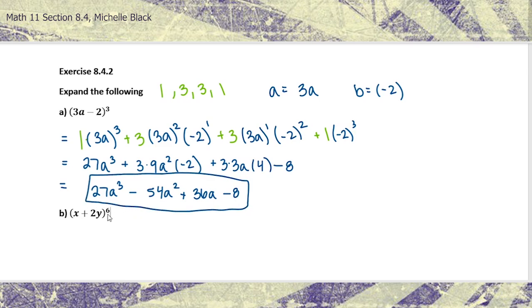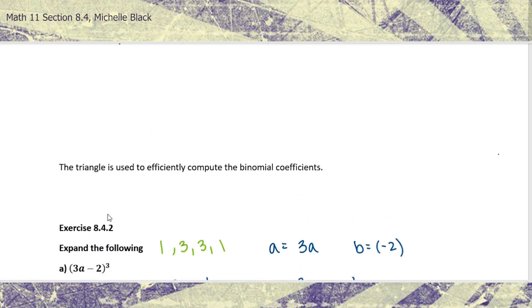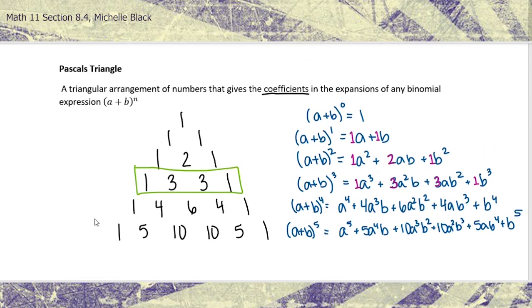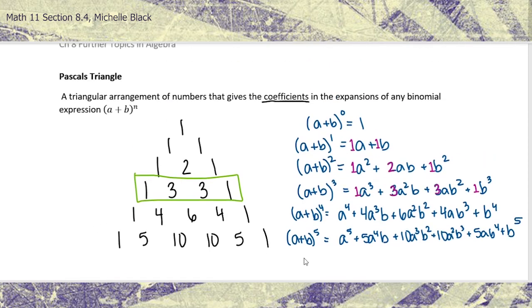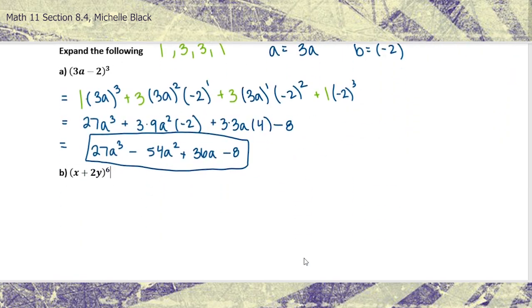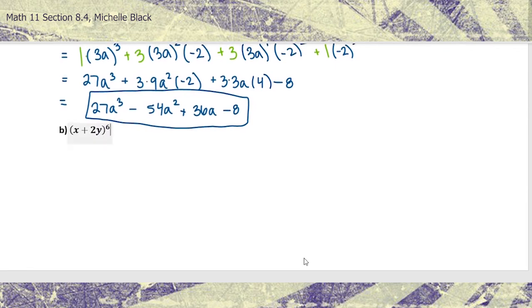Why don't you try part B on your own? And notice this binomial is raised to power 6. And I didn't put that in the triangle, so you'll need to do one more row of the triangle before you expand the binomial. Again, try this one on your own and then come back and check your work.